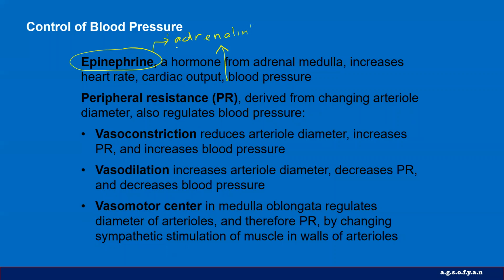Okay, so sometimes we hear people say that their adrenaline increased. It means that their blood pressure is increased. So this is one of the hormones that increase the blood pressure. Peripheral resistance, as we mentioned before, if it is increased, then the blood pressure also increases. Mostly this peripheral resistance increases due to vasoconstriction, which is the constriction of smaller blood vessels.